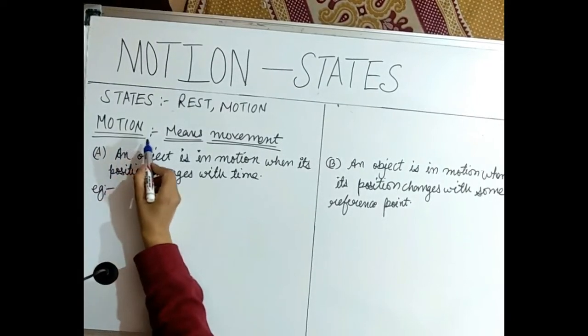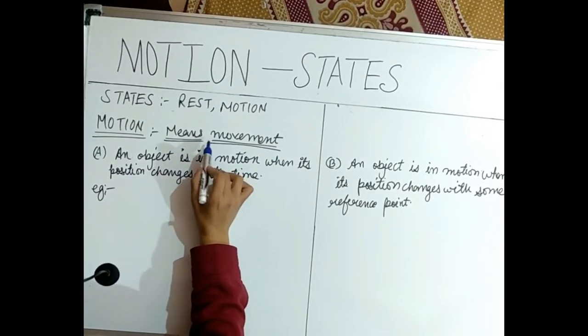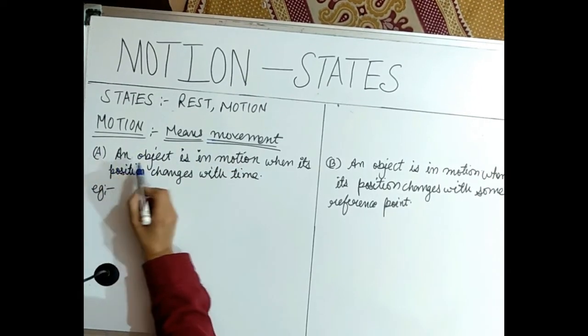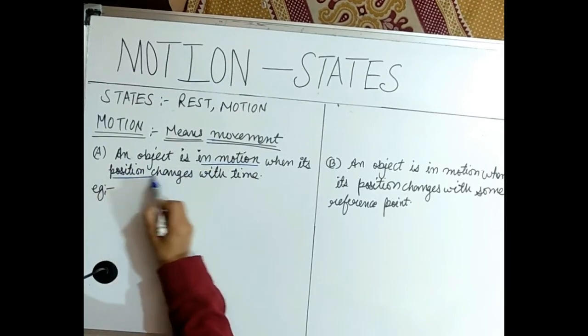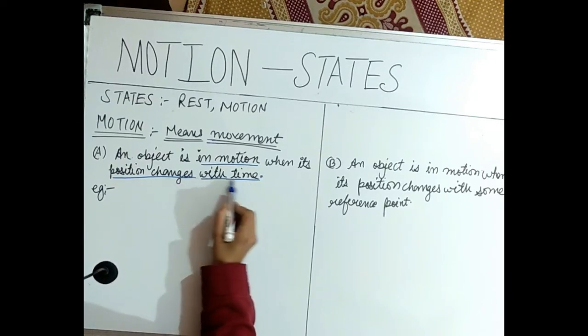Next state is motion. Motion in general means movement. Any change in position, we say that is motion. But in technical terms, the first definition of motion is: an object is in motion when its position changes with time. Its position is continuously changing with time.